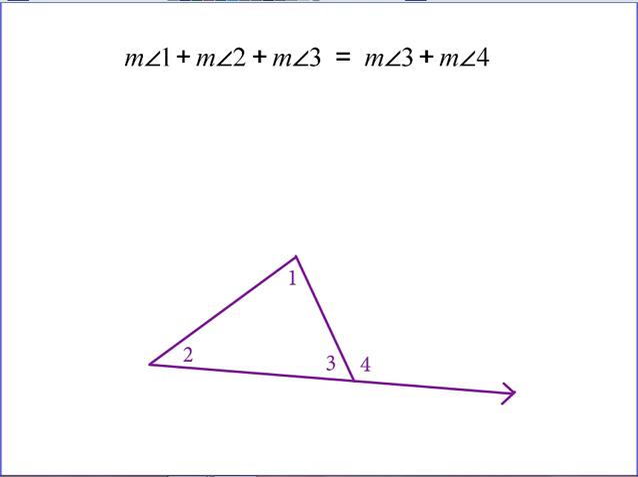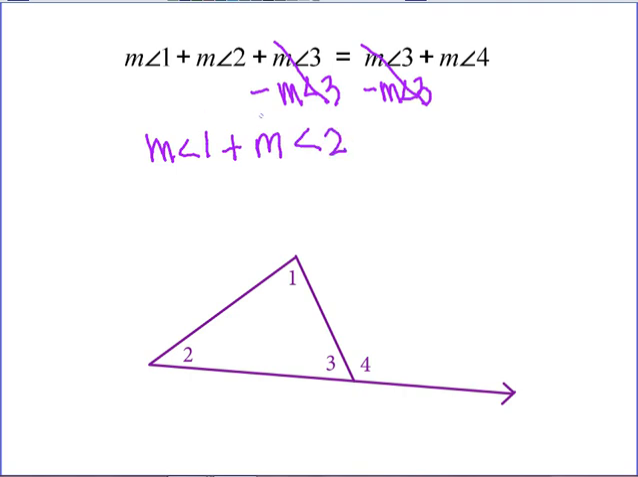Watch what happens when I put that into play then. 1 plus 2 plus 3 is equal or the same as 3 plus 4. This is just an equation. What's going to happen if I subtract the measure of angle 3 from both sides? These will cancel, these will cancel, and I'm left with the measure of angle 1 plus the measure of angle 2, remember these are in degrees, is going to equal the measure of angle 4. This is what I'm left with.